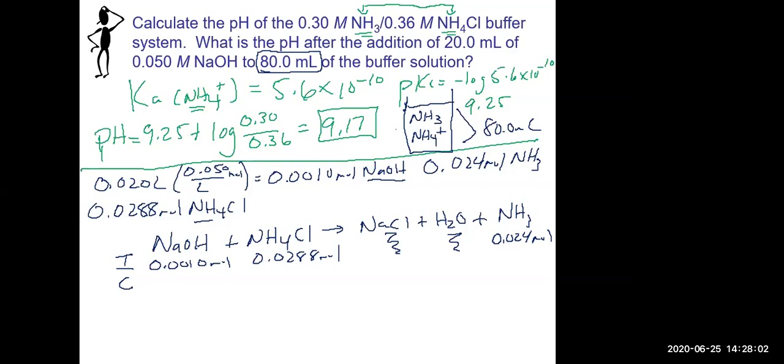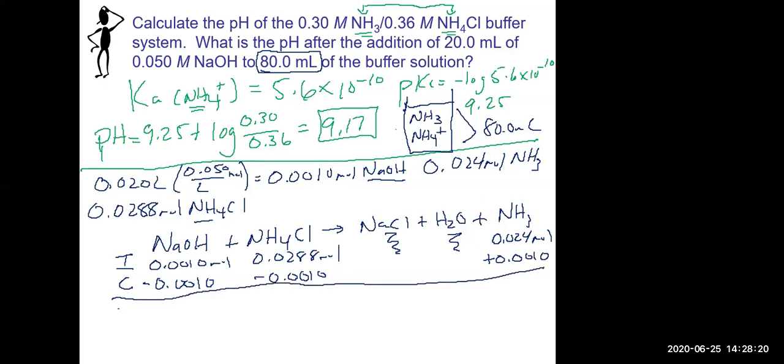Change part here, as we can see, the sodium hydroxide is a smaller number, so that's going to be the limiting reagent. So we're going to go minus 0.001, minus 0.001, and plus 0.001. That's going to get us at equilibrium 0 of our sodium hydroxide, which we would expect it all to be used up.